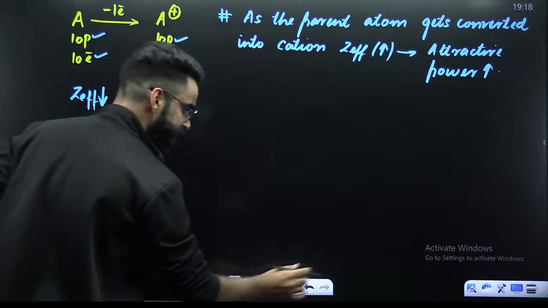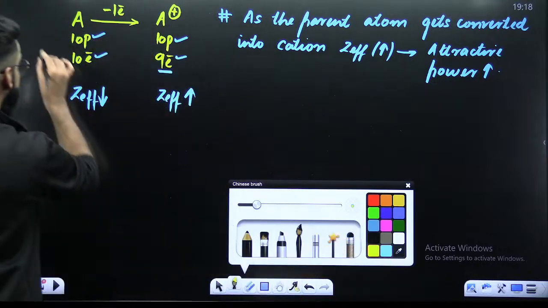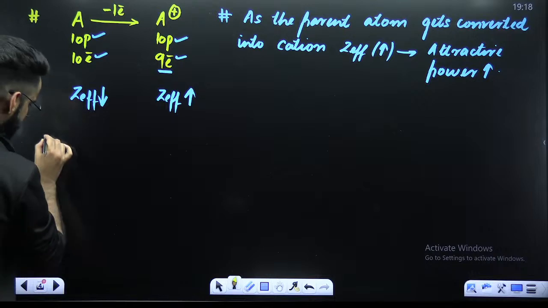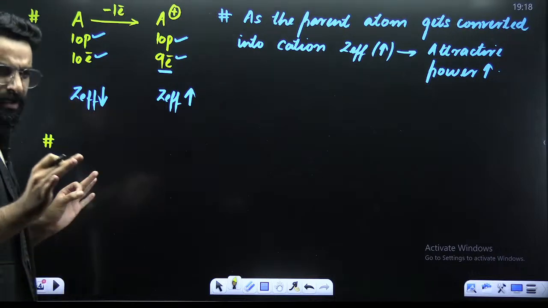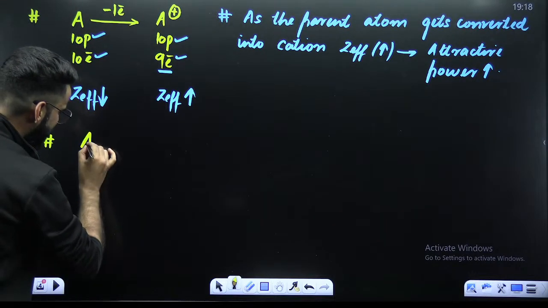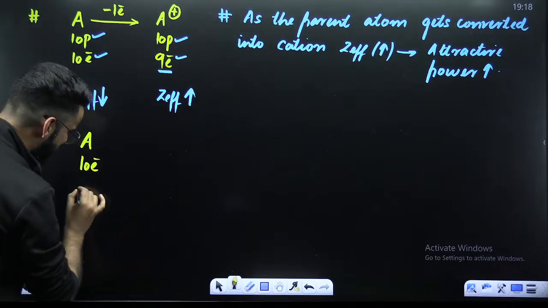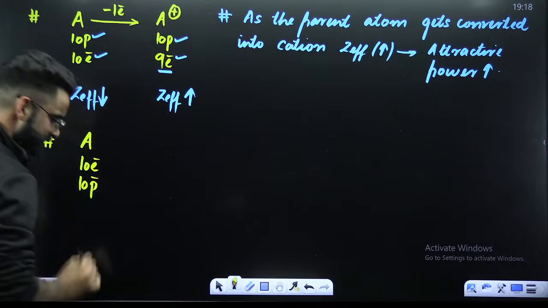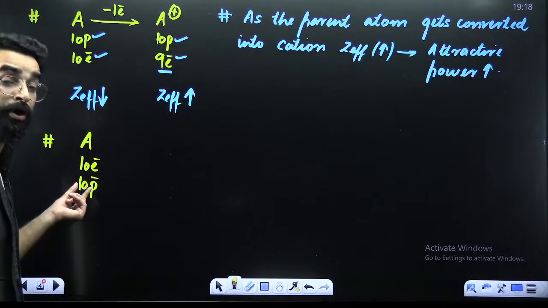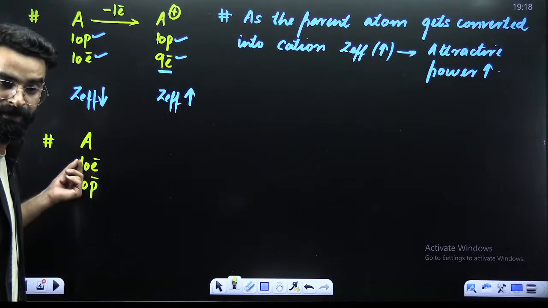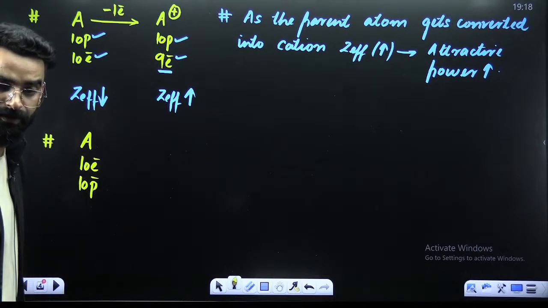Point number 2, my dear students. This was point number 1. Point number 2. For example, I've got an atom A over here. Imagine that it contains 10 electrons and 10 protons. So over here, 10 protons are holding 10 electrons.